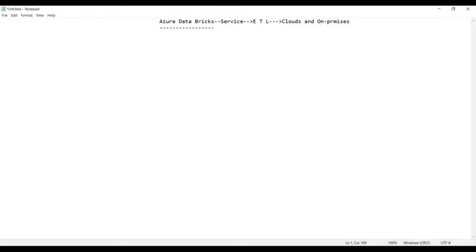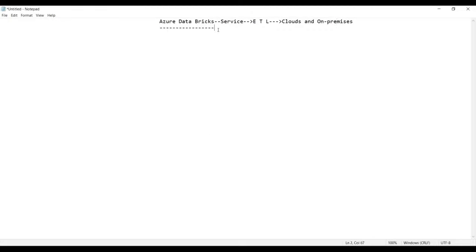Between the clouds and on-premises. Okay, guys. So now, when it comes to this ETL, what is it basically? It is a service provided. Azure Databricks is a service provided by Microsoft to perform the job of ETL between the clouds and on-premises. So now, guys, let us try to see this.